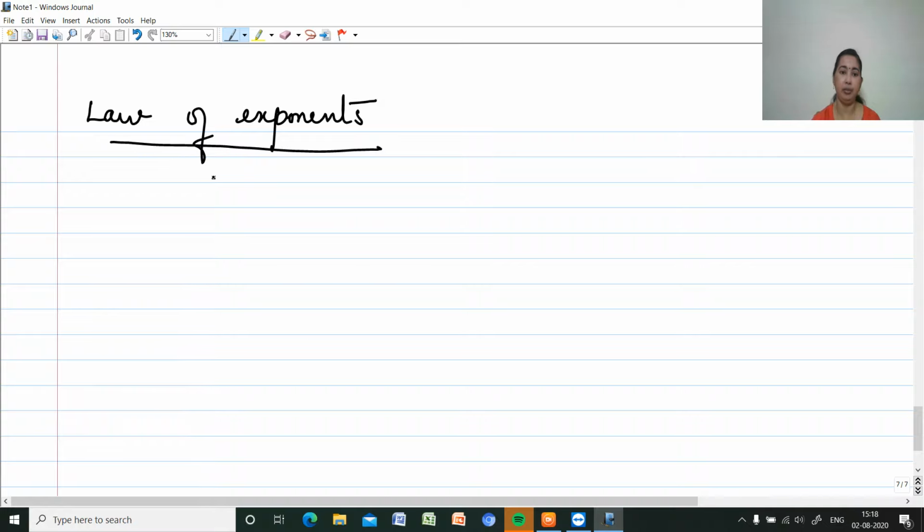What is the meaning of law of exponents? That is all powers. So if it is a raised to m into a raised to n, what is the meaning of this? If the bases are same, I can add the powers. That is a raised to m plus n.